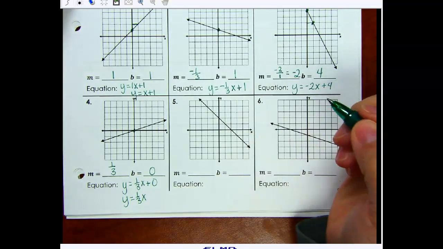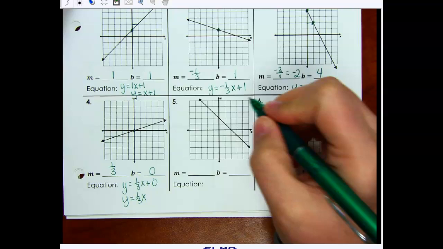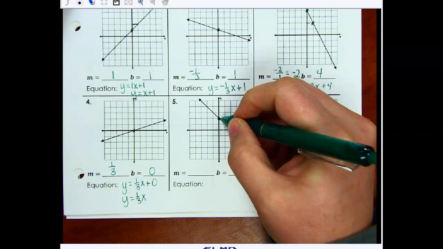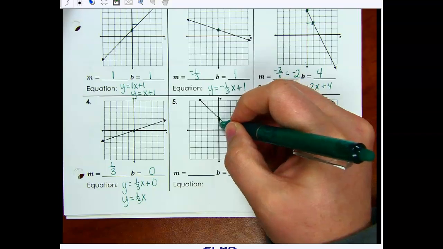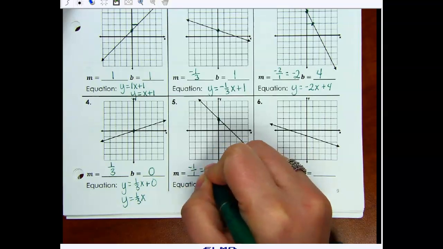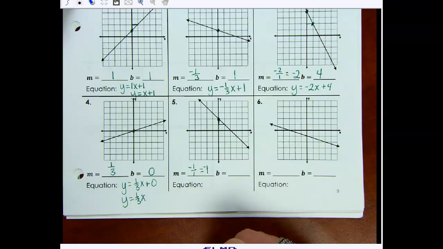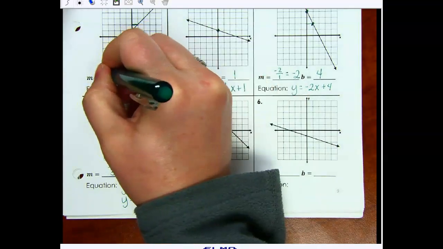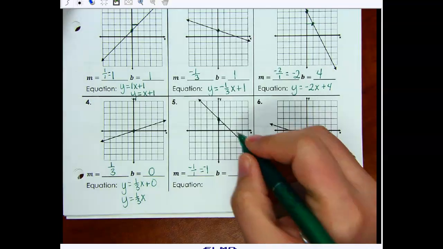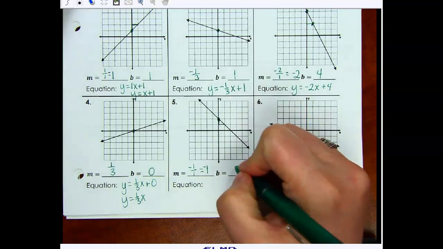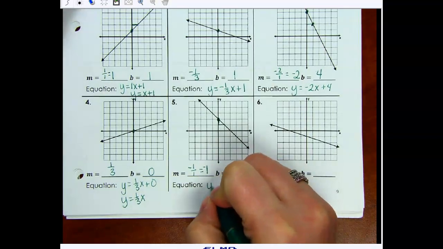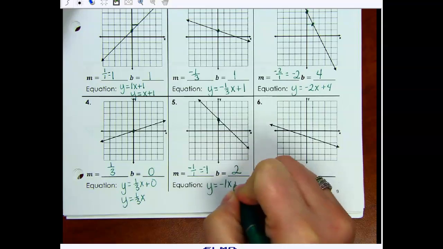All right. Then if we do number 5, I'm just going to go ahead and put a point there on the y-axis where it crosses, and this one looks like it goes down 1 over 1. So down 1 over 1 is going to simplify to negative 1, whereas up here we had up 1 over 1, which simplified to positive 1. And then we cross the y-axis up here at 2. So then this one is going to be y equals negative 1x plus 2.